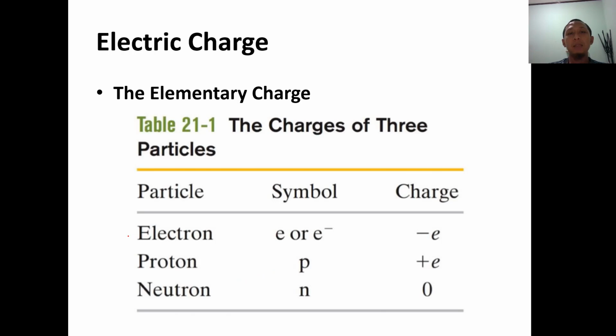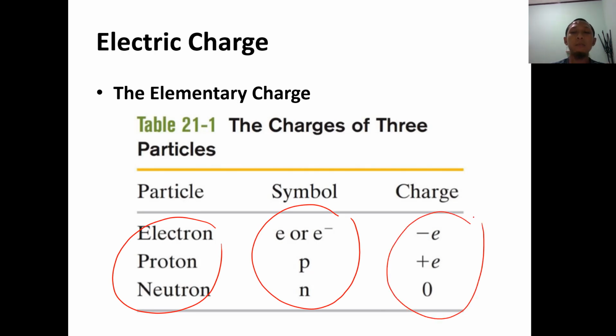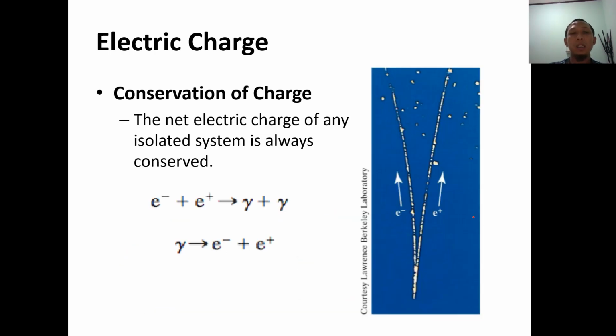So this is the elementary charge. The particles are electron, proton, and neutron, so the symbols are e, p, and n. And the charges are minus e, plus e, and 0. 0 means neutral. The total charge in the material is similar. So this is neutral, or neutron.